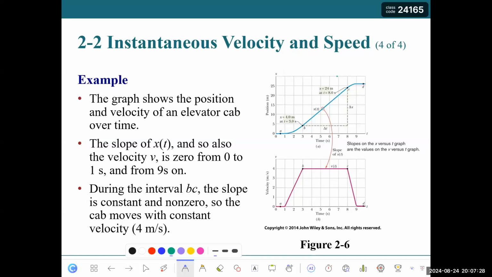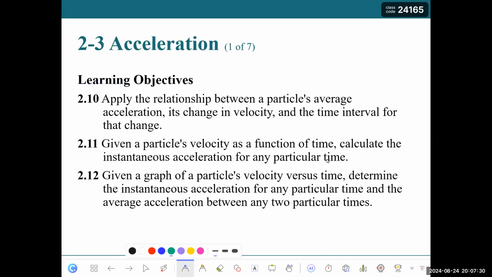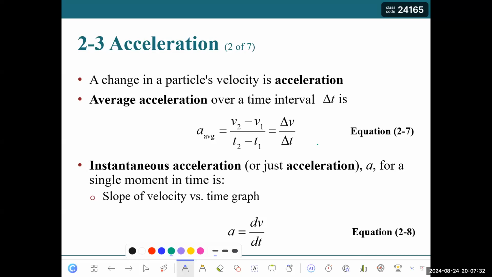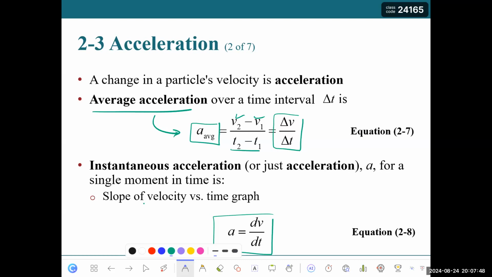Okay, instantaneous velocity and speed, we already talked about that. I already told you acceleration can be written like this, v2 minus v1 divided by t2 minus t1, and you can also write it like this. But if you want to write the instantaneous acceleration, you can write it like this. Remember, this is average acceleration, and this is the instantaneous acceleration.